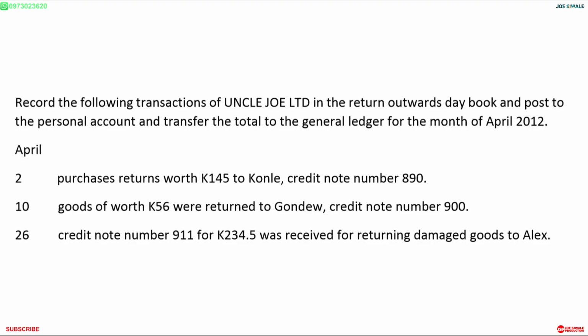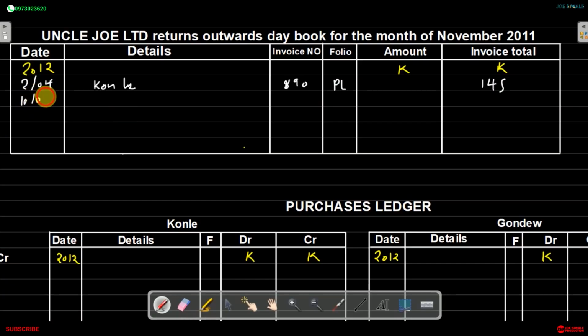145. Then on the 10th of April, goods worth 56 kwacha were returned to Kondwe, credit note number 900. So we'll say 10th of April. There we're going to say Kondwe. Invoice number, that's 900. There we're going to say purchases ledger. The amount is 56.